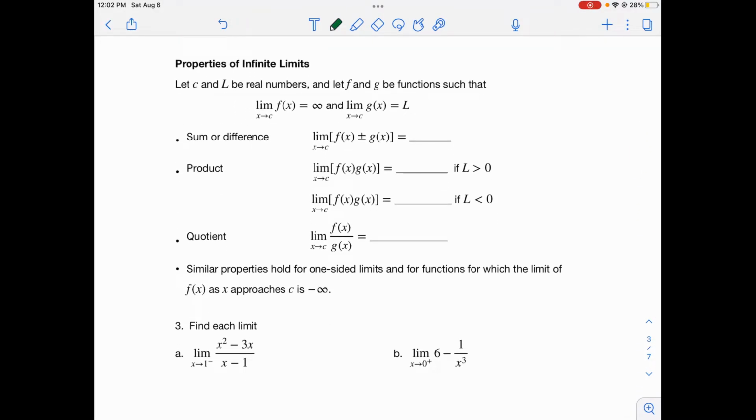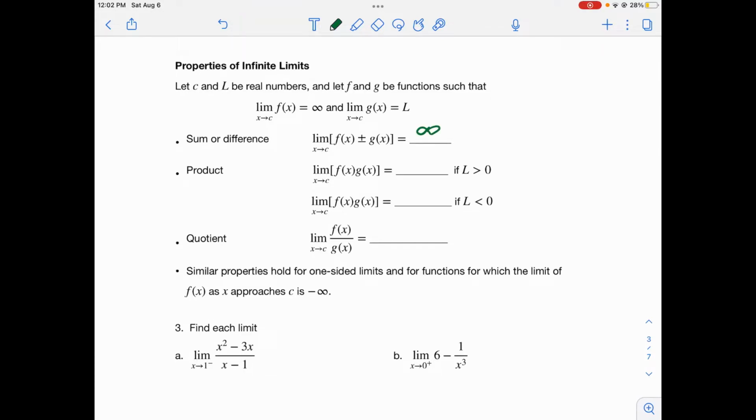Okay, now dealing with infinite limits, we have a few properties that we can learn, and it kind of makes sense. Here, c and L are real numbers. Functions f and g are defined such that the limit as x approaches c of f of x is infinity, and the limit as x approaches c of g of x is some real number, L. So if I take the limit as x approaches c of f of x plus g of x, or f of x minus g of x, using our properties that we learned earlier in this unit, that would be the limit of f of x plus the limit of g of x. So that's going to be infinity plus L. Well, infinity plus some other number is still infinity. So our limit is going to be infinity there.